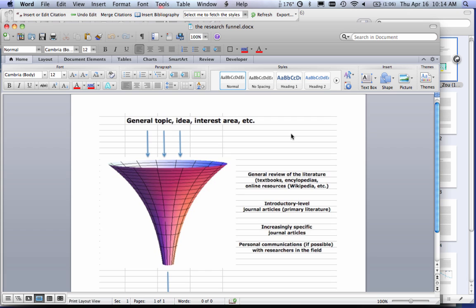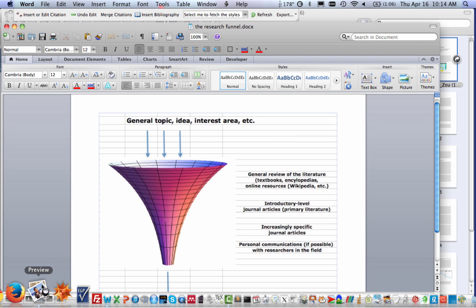You become increasingly specific in terms of looking for journal articles, and as you get to know more, eventually you hopefully get to the point where you can have some personal communications, if possible, with the researchers in the field.